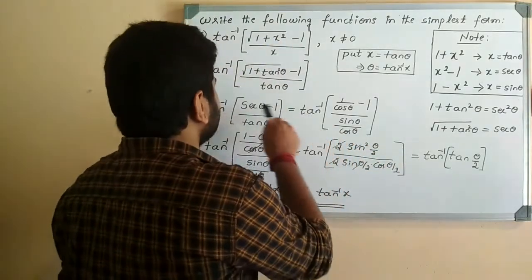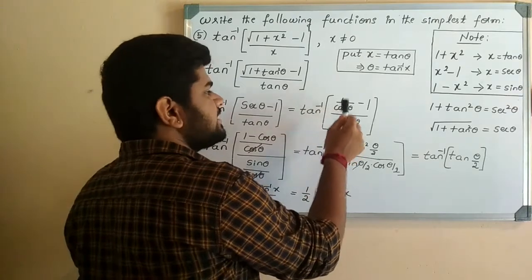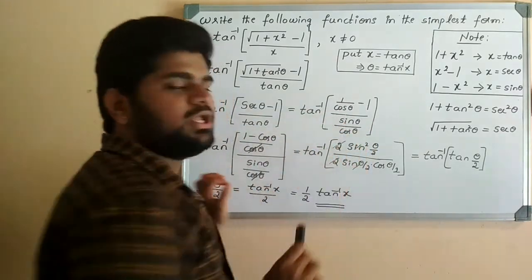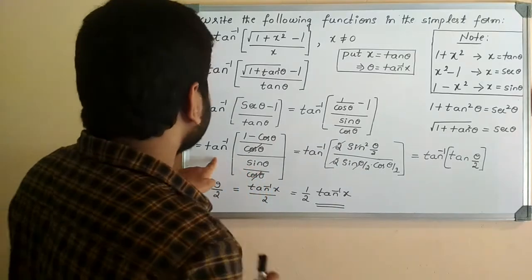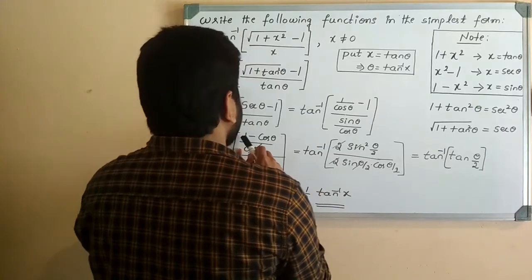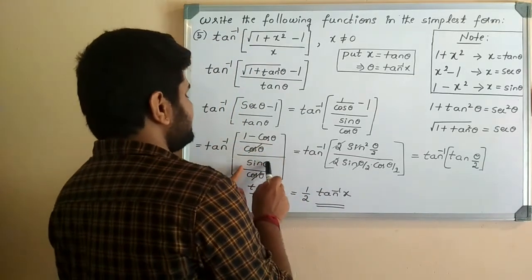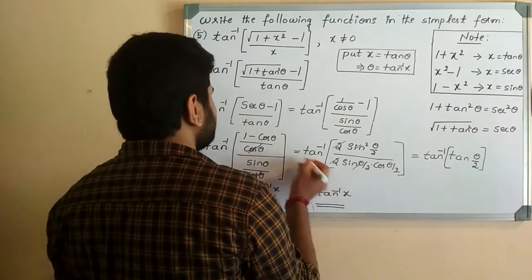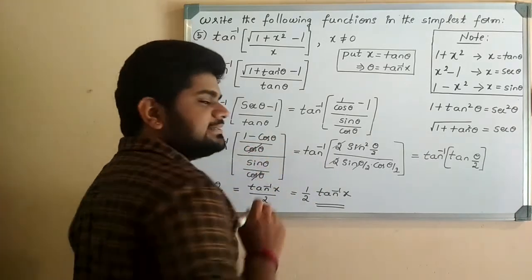So tan inverse of secant theta minus 1 divided by tan theta: secant theta means 1 by cos theta, and tan theta means sin theta by cos theta. So tan inverse of, now cos theta common, 1 minus cos theta divided by sin theta by cos theta. Cos theta gets cancelled. Tan inverse of 1 minus cos theta by sin theta.